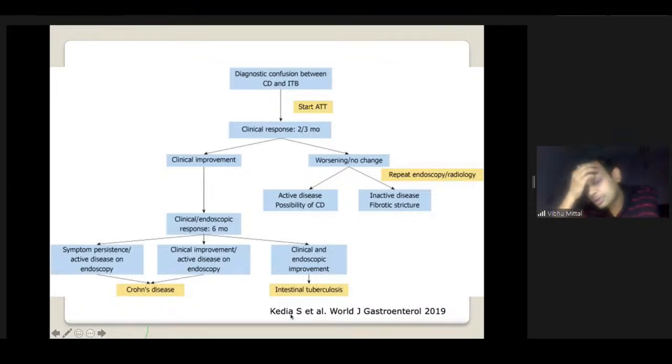Again, this paper published in World Journal of Gastroenterology 2009 by the AIIMS group, KDS et al., is a good read. There are a few other papers from Liu et al. from Korea, which talk about intestinal tuberculosis and Crohn's disease.